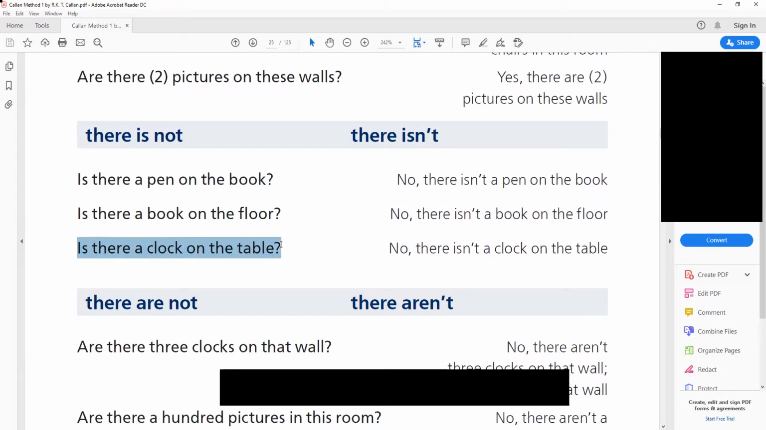Is there a clock on the wall? Oh, sorry, on the table. Is there a clock on the table, Clemencia? No, there isn't a clock on the table. Okay, muy bien.